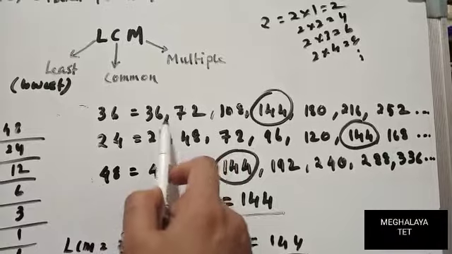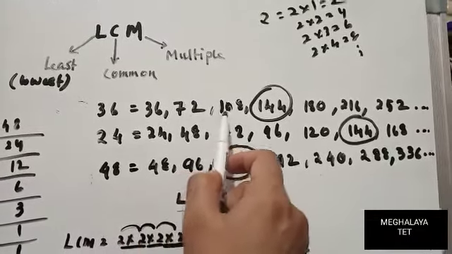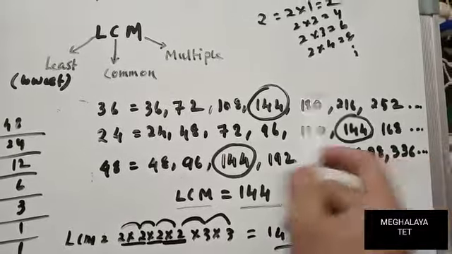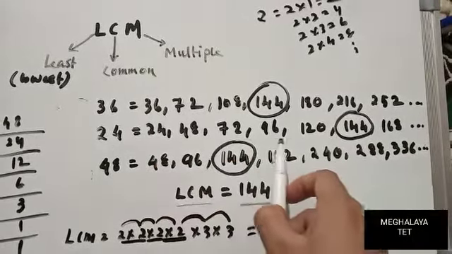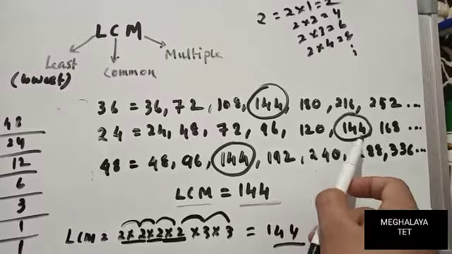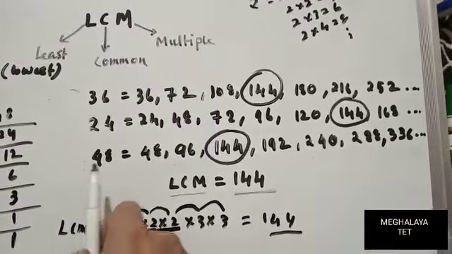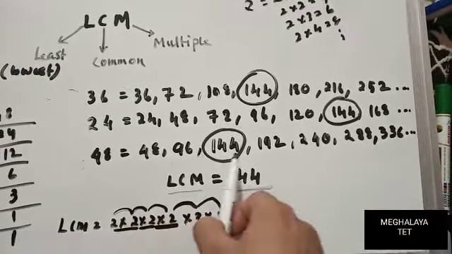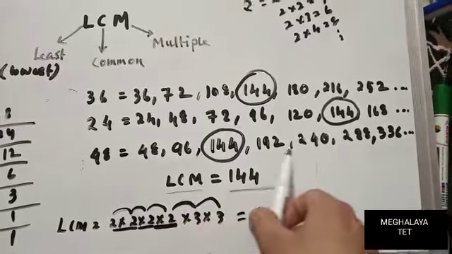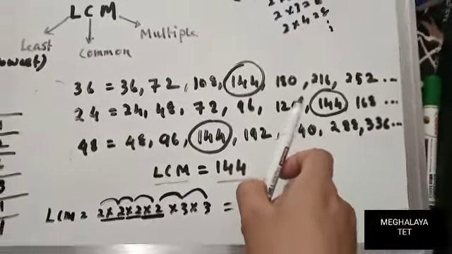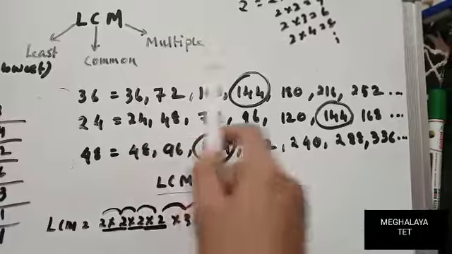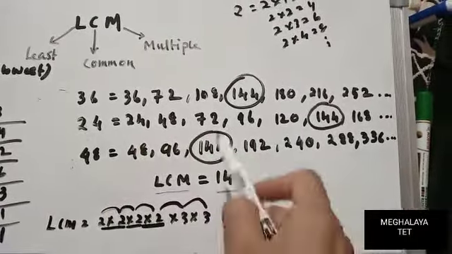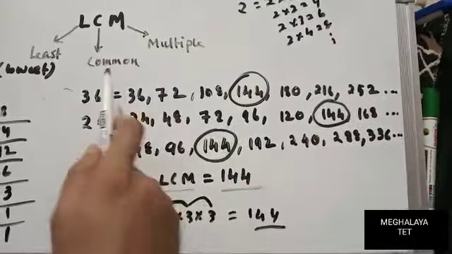In this method we just write down the multiples. 36 into 1 is 36, 36 into 2 is 72, and we go on. Then we write the multiples of 24: 24, 48, 72, 96, 120, 144, 168. And the multiples of 48 are 48, 96, 144. Out of all these multiples of the three numbers, we have to find the common one.